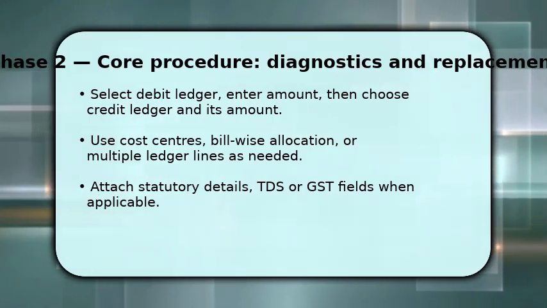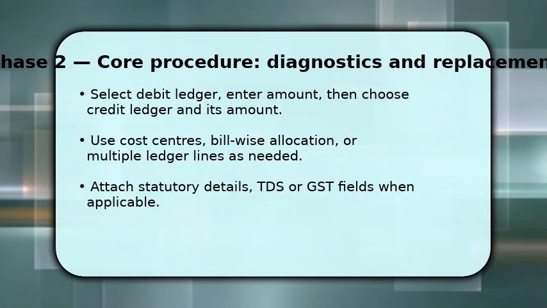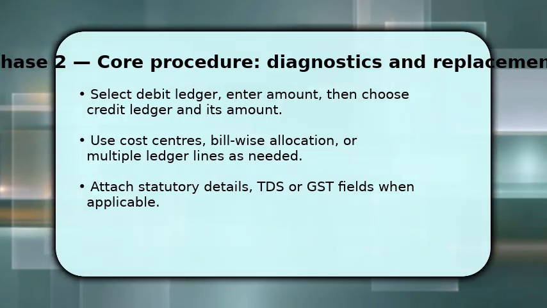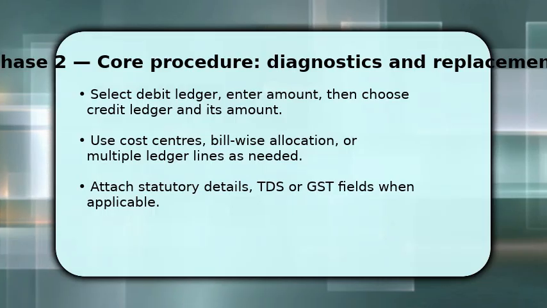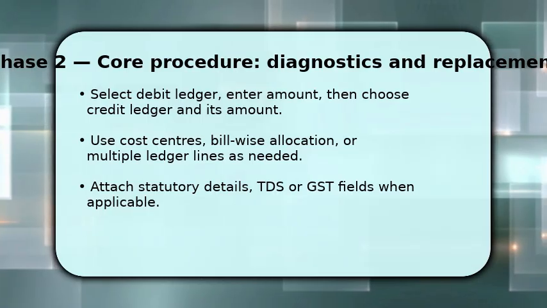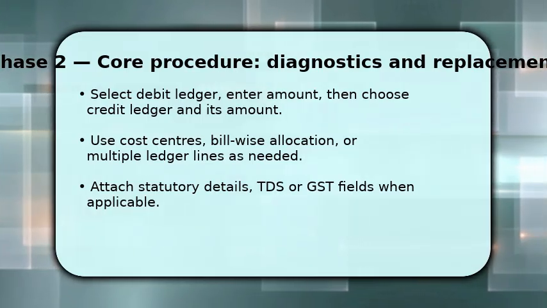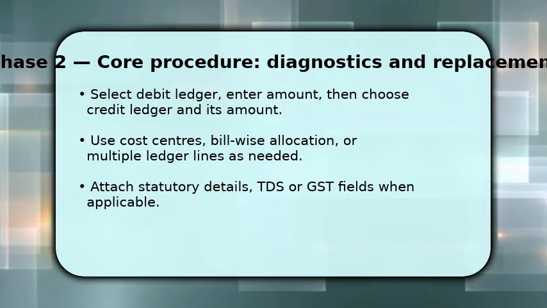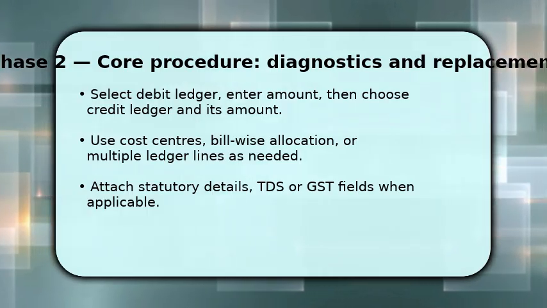First, select the debit ledger and type the exact amount, then move to the credit ledger and input the matching total so the voucher balances. If there are multiple components, add extra ledger lines or allocate to cost centers to reflect internal tracking. For payments subject to TDS or GST, fill those statutory fields now so tax books update.